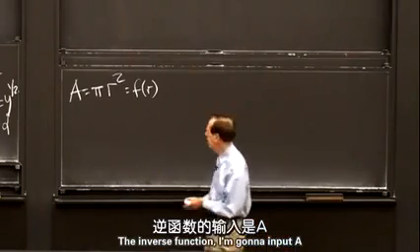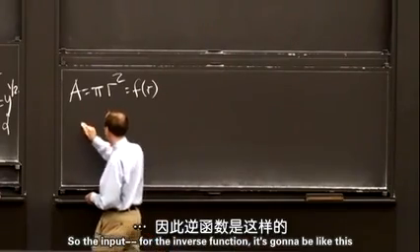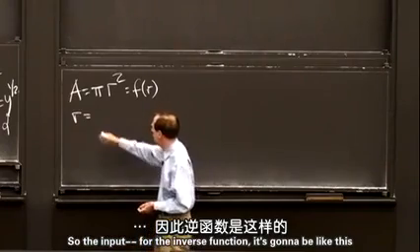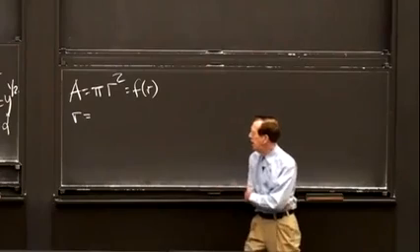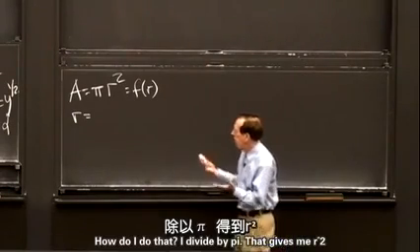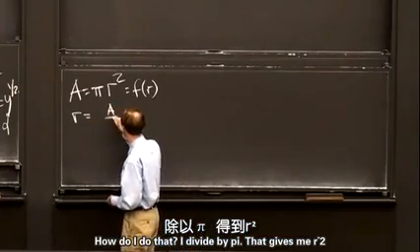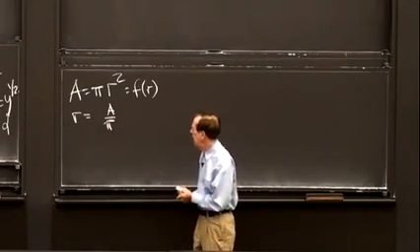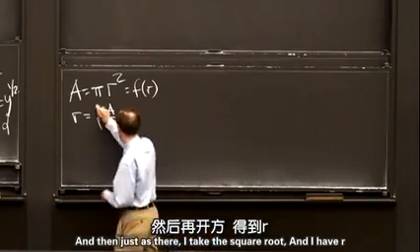Now, tell me the inverse function. For the inverse function, I'm going to input a, and I want to get r. I have to solve that equation for r. Okay, how do I do that? I divide by pi. That gives me r squared. And then I take the square root, and I have r.